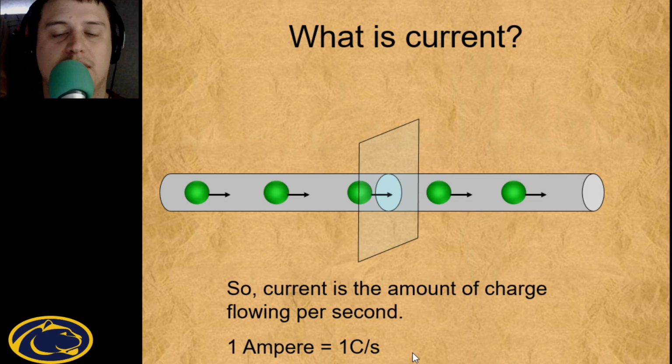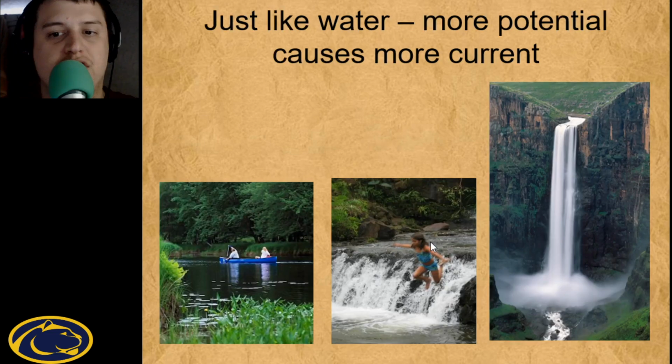Just like water, more potential causes more current. So in each case here, still water, not much potential. It's not moving much. More energy change here because you've got a little bit taller waterfall, a little bit of change because the water's got to go from up here to down there. And then a really tall waterfall, you're going to have a lot of energy change, a lot of potential energy to fall, turning into kinetic, so it falls fast, and then hits the water down here.